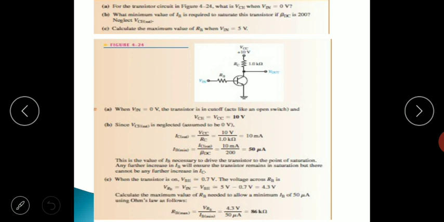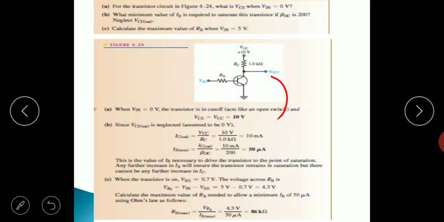Then the second part, what is the minimum value of IB required to keep the BJT in saturation if the transistor beta or beta DC is equal to 200? And the third part is to calculate the maximum value of RB when the input is 5 volt. So there are 3 different things you have to find. First, the value of VCE when there is no input applied.